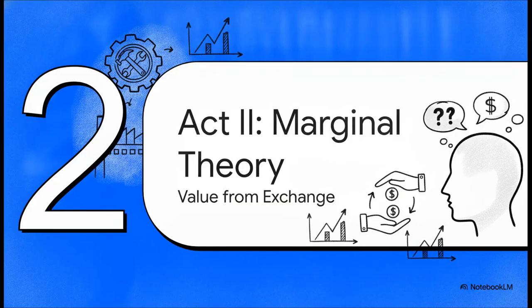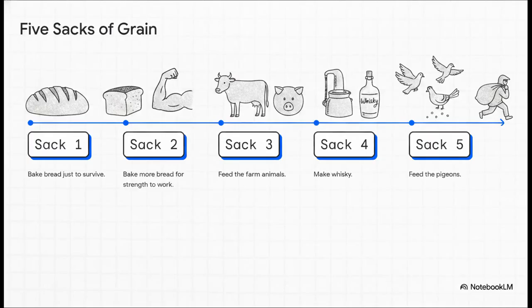Because of that logical hurdle, economics experienced a massive shift in the 1870s. Welcome to Act 2, the marginal revolution, finding value from the exchange. The neoclassical economists stopped looking for value on the factory floor, and instead, they peered inside the mind of the consumer. To really get this, we have to look at Eugen von Bohm-Bawerk's famous 5 sacks of grain example.